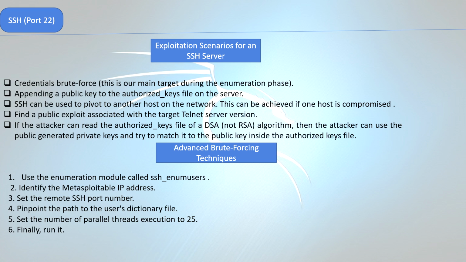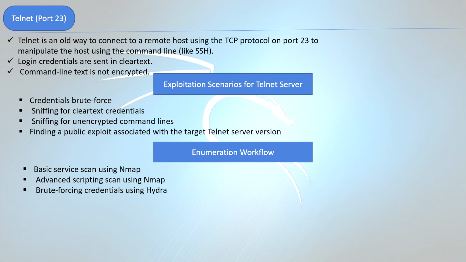Next is port 22. For SSH, brute force uses a public key to automate checking the key file of the server. Advanced brute force techniques use the enumeration module called SSH. Identify the target IP address and set the remote SSH port number. Port 23 is Telnet, the old way to connect to a remote machine using the TCP port. The login is sent in clear text.